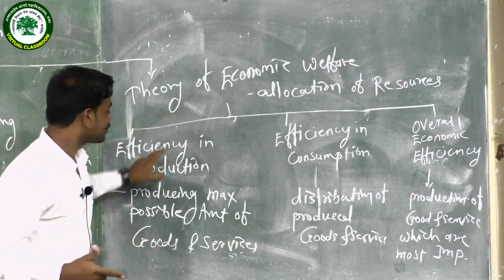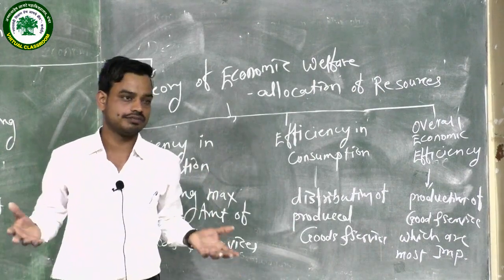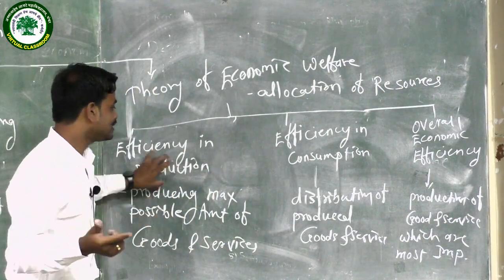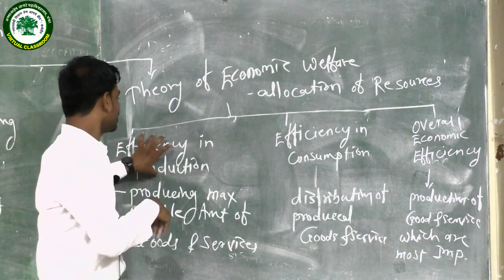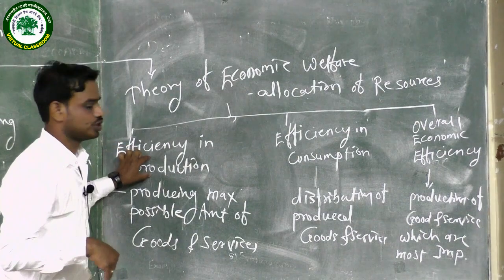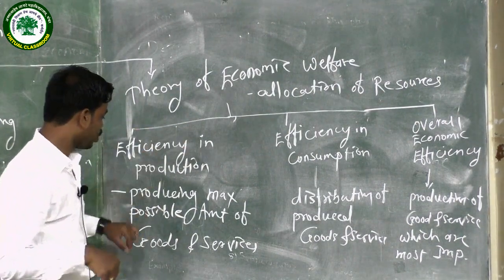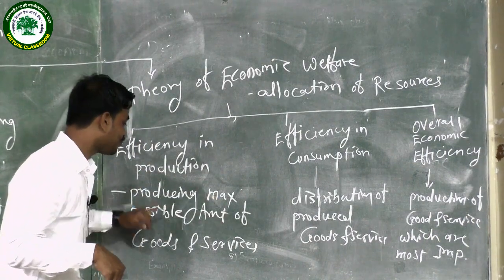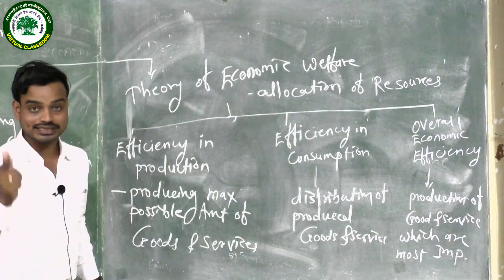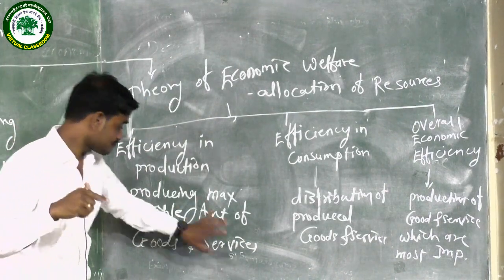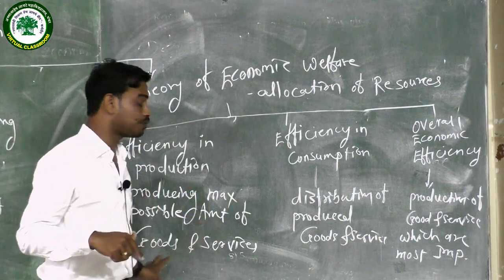So efficiency in production. Production means if any person wants to make anything, that person is making something. Production means creating an article, creating a commodity. So in the first point, efficiency in production, we think about producing the maximum possible amount of goods and services. Remember one thing: goods and services, articles and services.